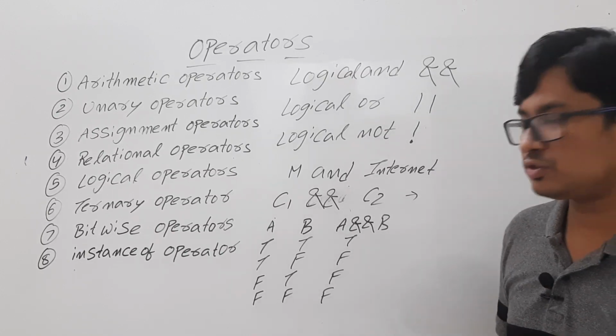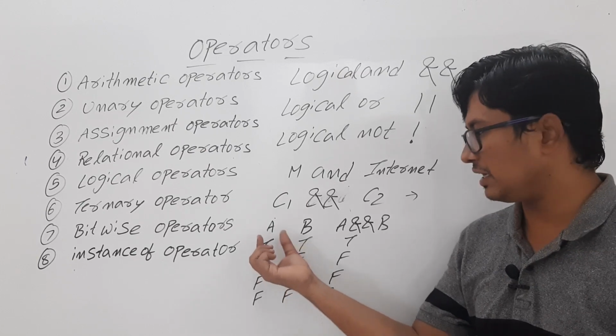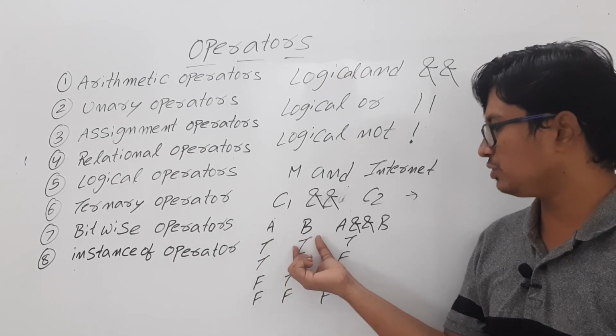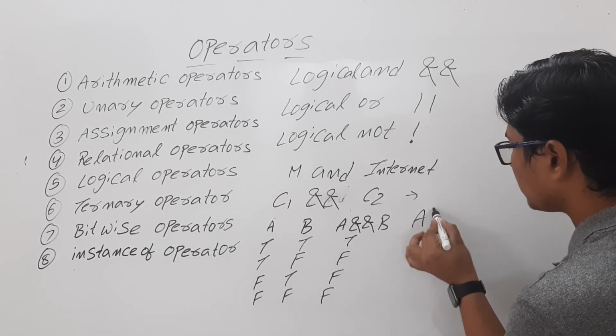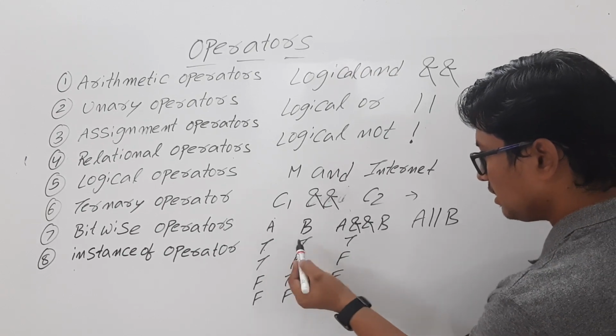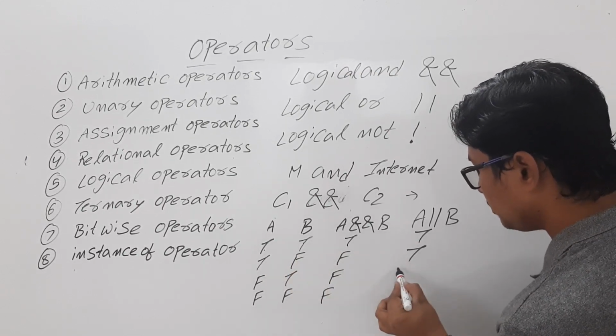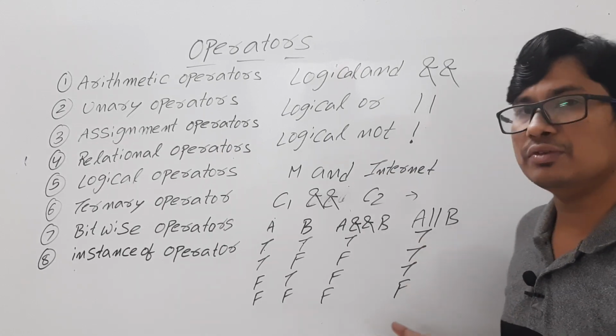So I hope with this truth table you can understand. If both the things are true, condition 1 and condition 2, if both are true, then only you will get true. Whereas with the logical OR, if any one of the conditions is true, the result will be true. When both the conditions are false, then only logical OR will give false.